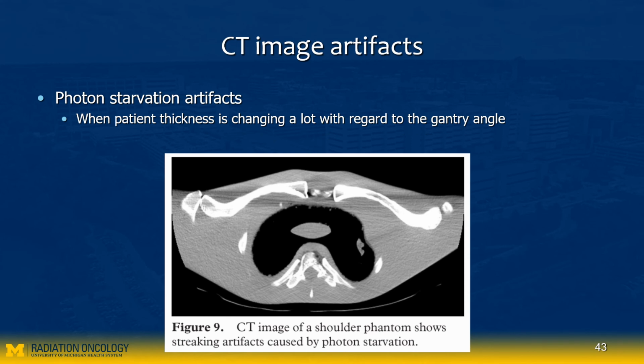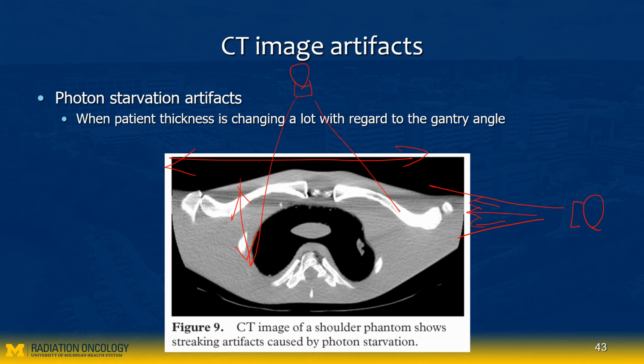Next example is photon starvation artifact. This happens when patient thickness is changing a lot with regard to the gantry angle. So typically at the shoulder level, patients are thinner in this way and thicker in this direction, right? So if you set a certain tube current, say you have the X-ray source here, you need actually higher tube current when we acquire this. Whereas when you acquire your CT scan with the gantry up here, you don't need as much tube current.